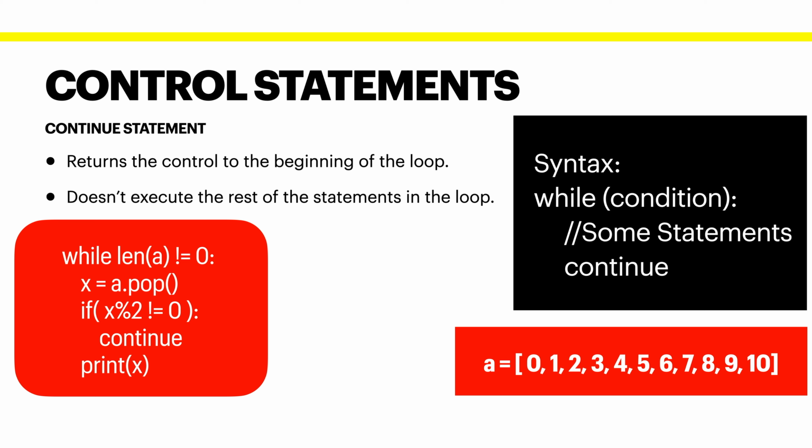Here we are simply checking if the element is odd. If the element is odd, then continue with the loop and don't execute the rest of the statements. If the element is not odd, then the if condition will not be true and hence continue will not be executed and the value of x will be printed on the screen. So the output of this block will be 8, 6, 4, 2 and 0.